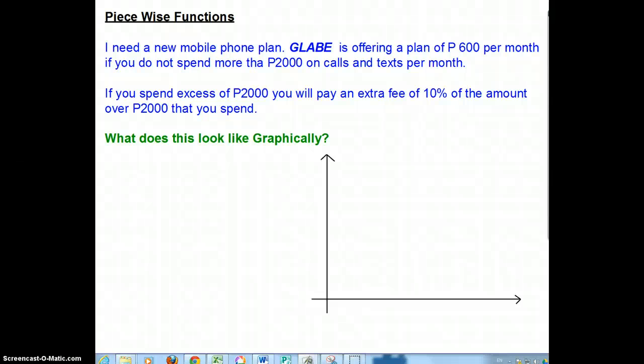Hi guys, this afternoon we're going to do a little extension on our work on linear functions.